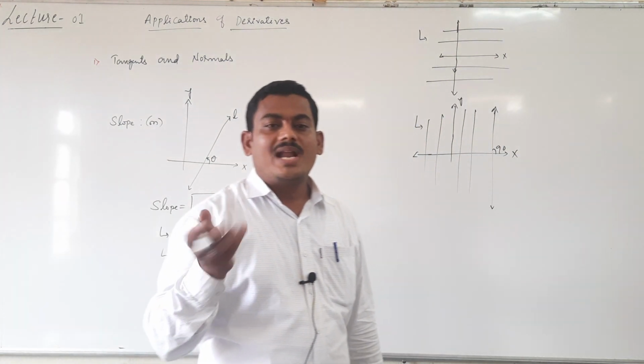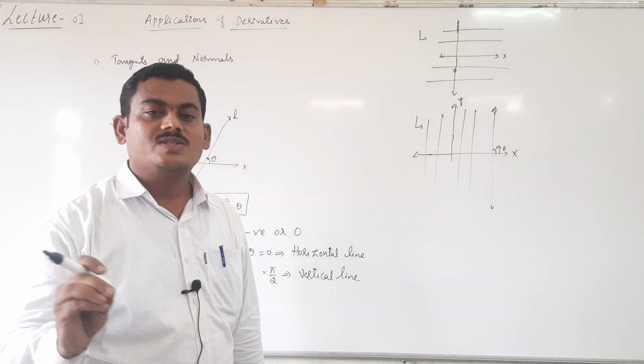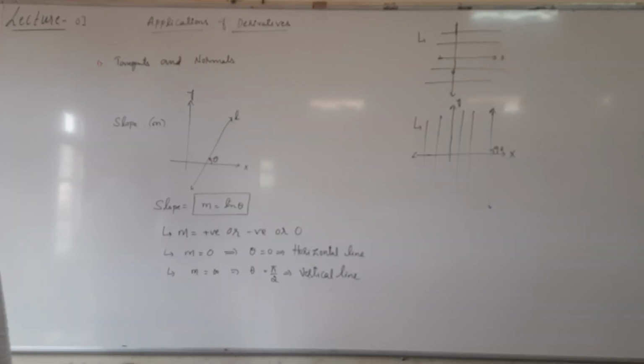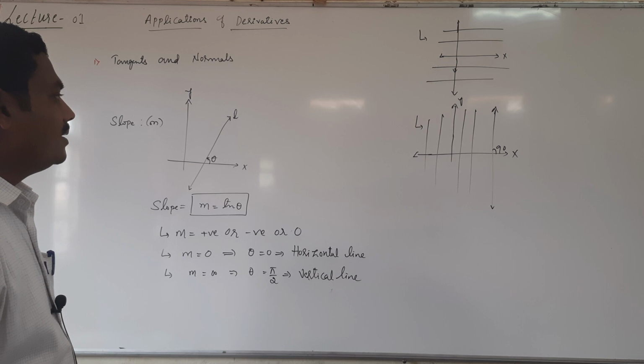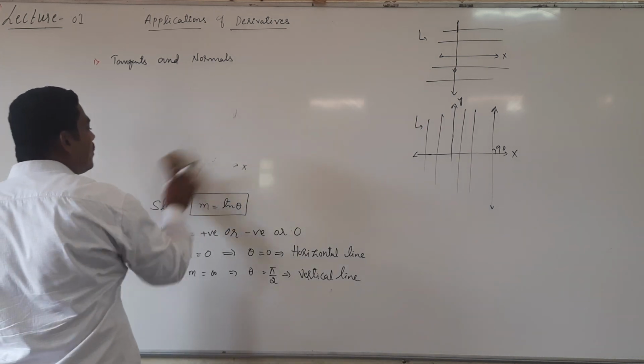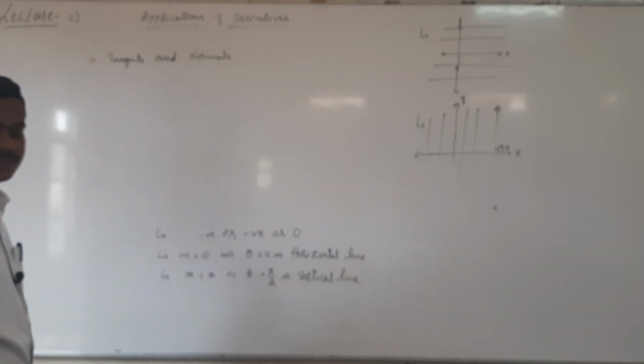Vertical line slope not defined. Horizontal line slope 0. Right? And usually slope of a line is denoted with small m.